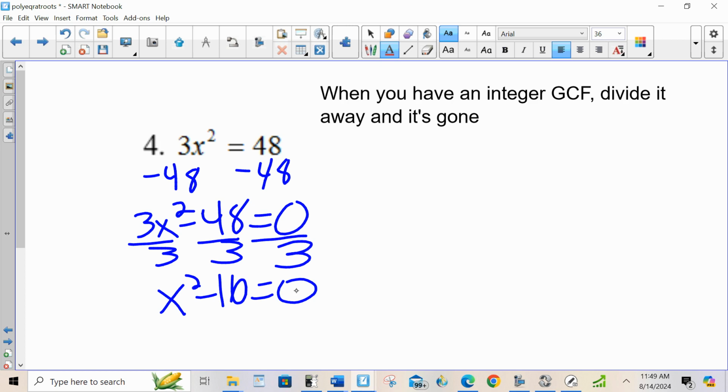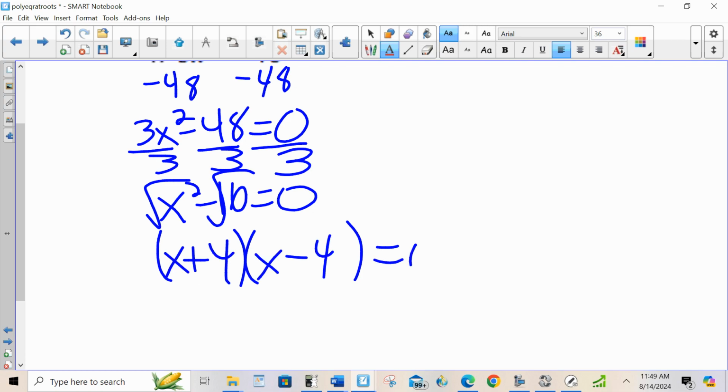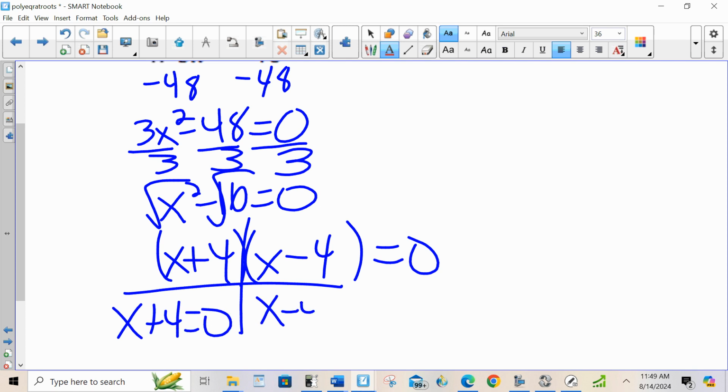Can I factor further? There's 2 terms, difference of 2 squares, 2 sets of parentheses, plus and minus, square root of each, x and x, 4 and 4. Set each factor equal to 0, x plus 4 equals 0, x minus 4 equals 0, solve each.